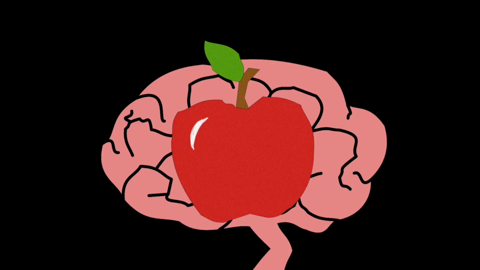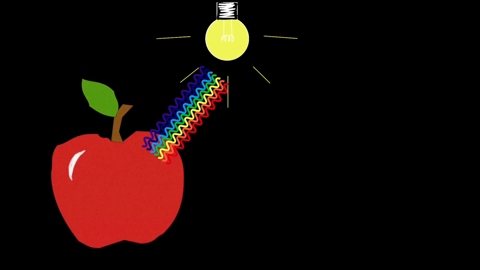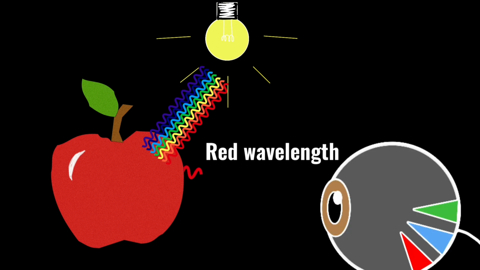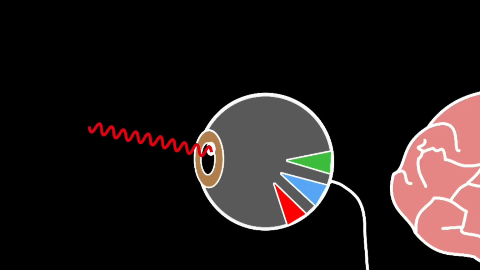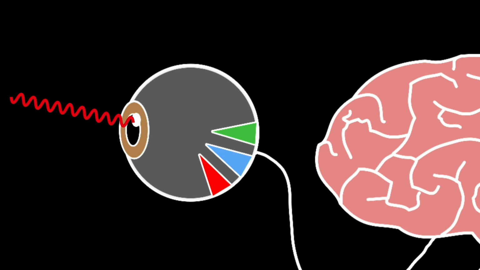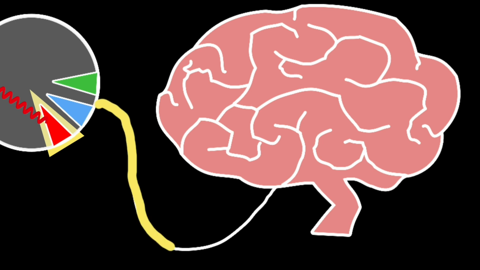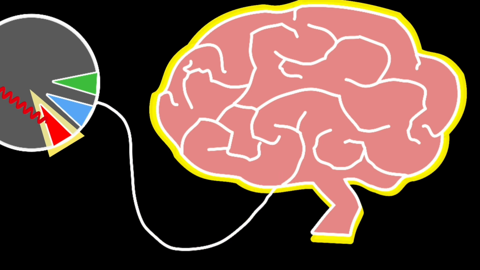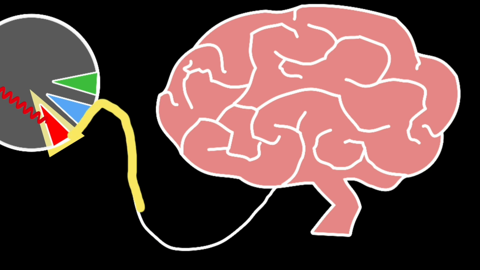So an apple is not truly red, it just appears red to our brain. Here is how it happens. When the light hits the surface of an apple, the surface absorbs all the wavelengths except for the red wavelength. The red wavelength gets reflected and is received by the eyes. In the eyes, the red wavelength activates the red receptors. Thereafter, the red cone sends signals to the brain, which are then interpreted by the brain as the color red.